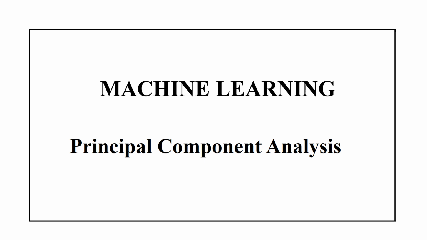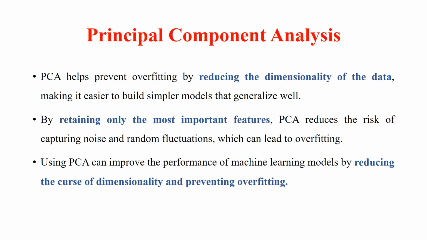Hi all, in this video we will learn about principal component analysis. PCA helps to prevent overfitting by reducing the dimensionality of the data, and it makes it easier to build simpler models. Here we are retaining only the most important features. So PCA reduces the risk of capturing the noise and random fluctuations which can lead to overfitting. So PCA is reducing the curse of dimensionality and thereby it prevents overfitting.